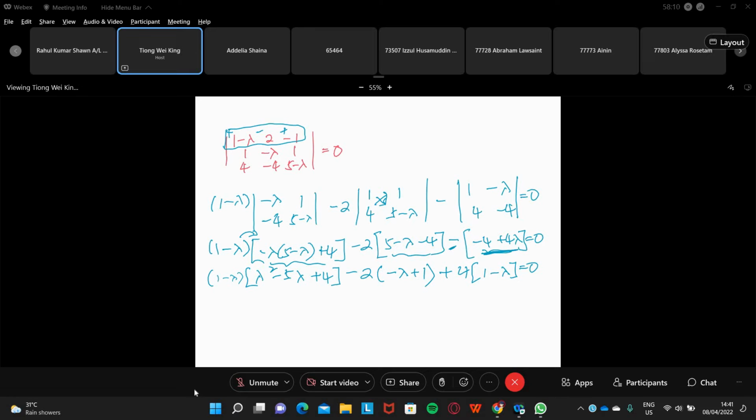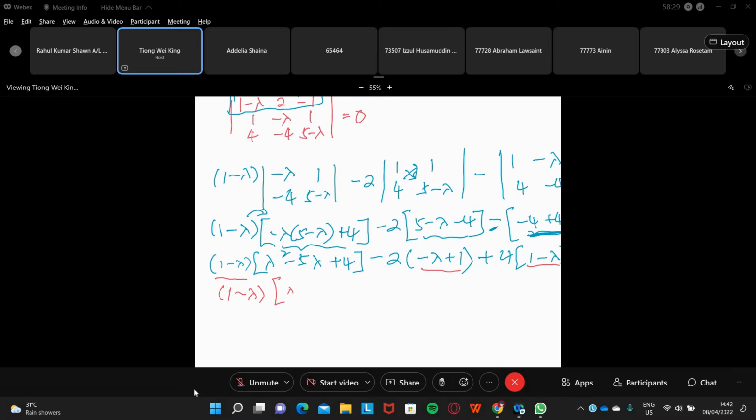If you can see, there's a common factor here, 1 minus lambda, 1 minus lambda, 1 minus lambda. So factorize 1 minus lambda, and then keep the rest in the bracket: plus 4, then minus 2, plus 4.